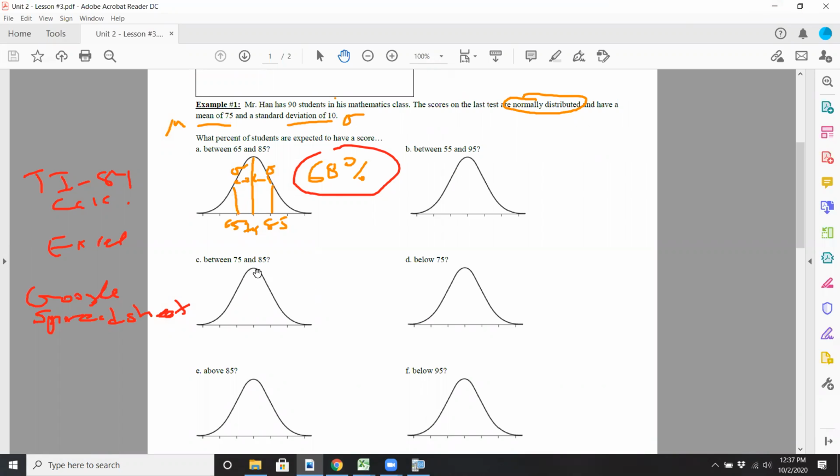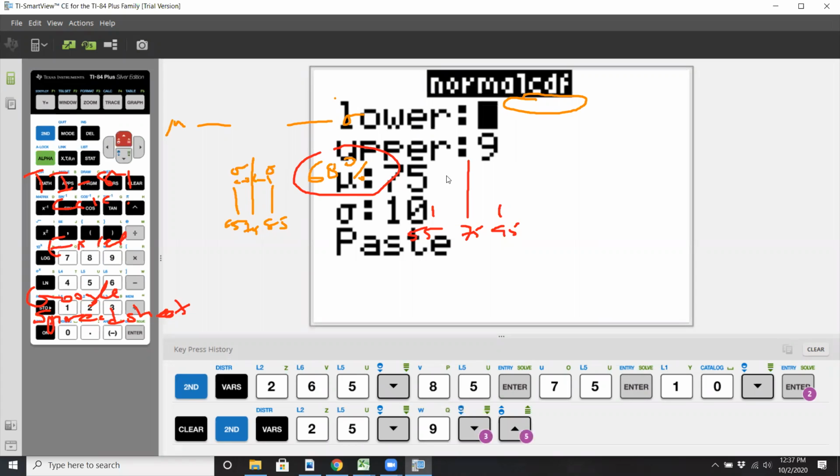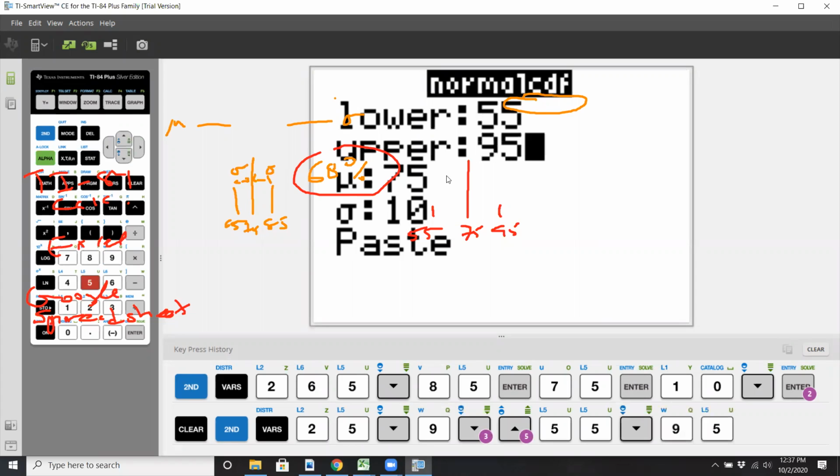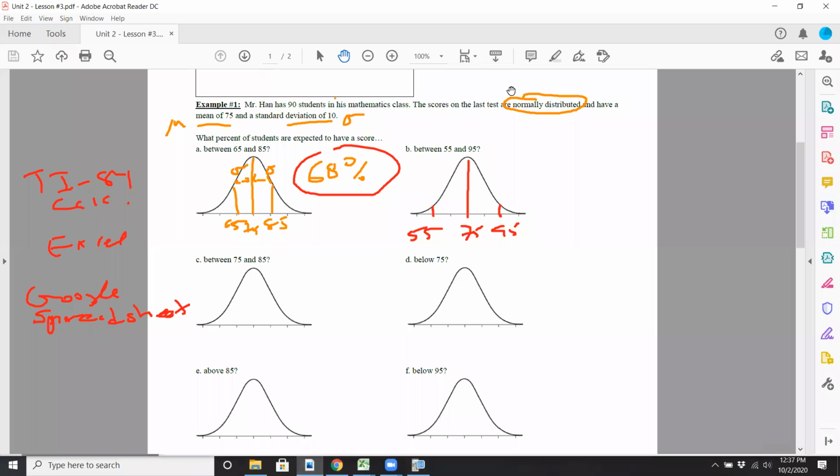What if I want to be between, so we'll do B, 55 and 95. So here's 75, right? 55. And 95. So you got within 2 standard deviations of the mean, right? So we just go back to our calculator again and change that to 55 and 95, paste it, hit enter. So you get 95% roughly, 95.4. So that's really easy too.